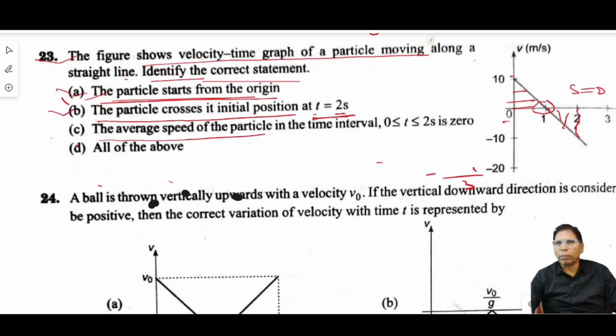The average speed of the particle in the first interval from t equal to 0 to t equal to 2 seconds is 0. Look at this. Displacement is 0, so average velocity, which is displacement by time, is also 0. D, all of the above.